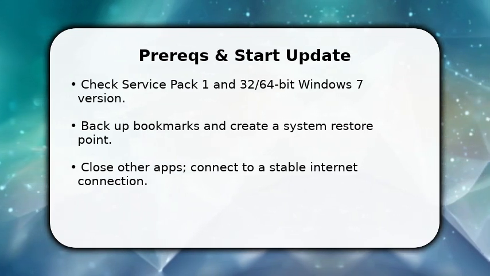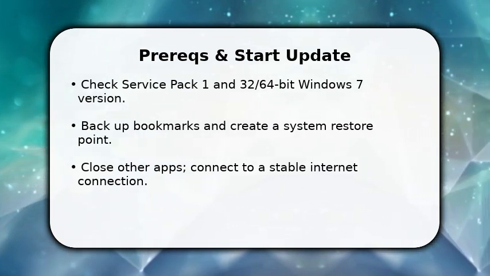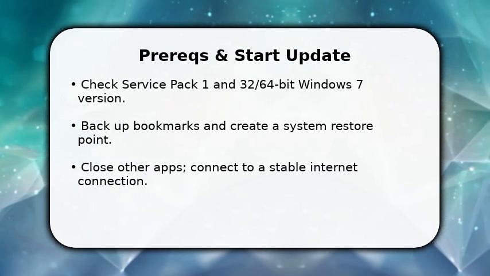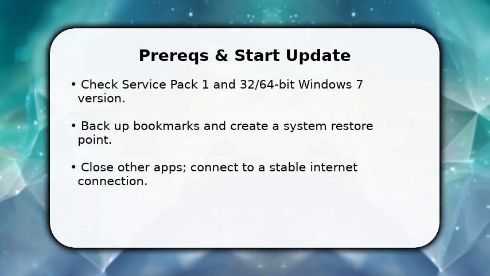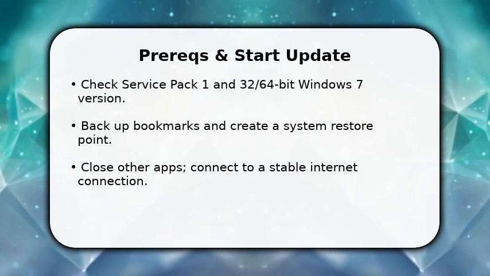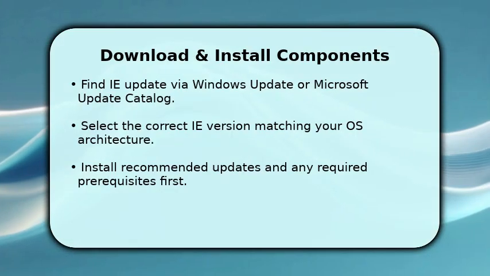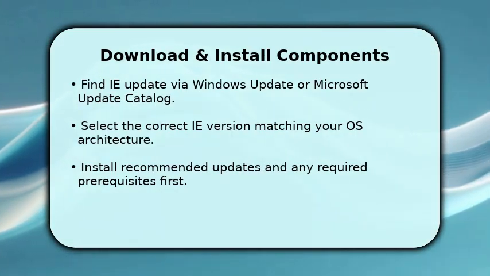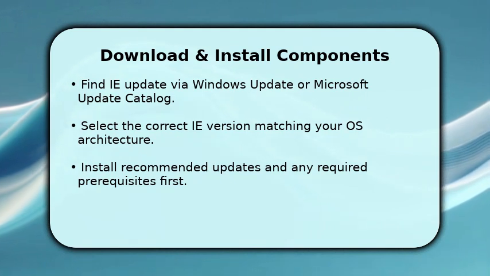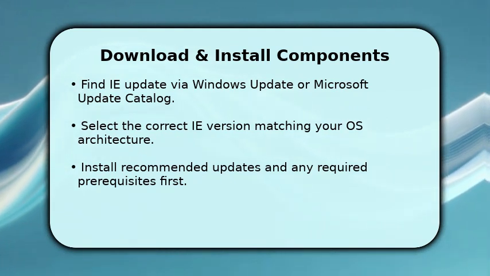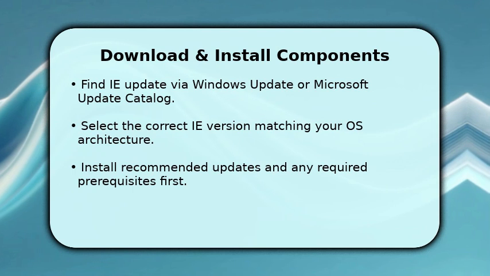Then open Control Panel and choose Windows Update to look for important updates. This starts the genuine, secure path to upgrading Internet Explorer. Once Windows Update lists Internet Explorer or its cumulative update, select it and any required prerequisite updates. These often include security patches and platform updates.